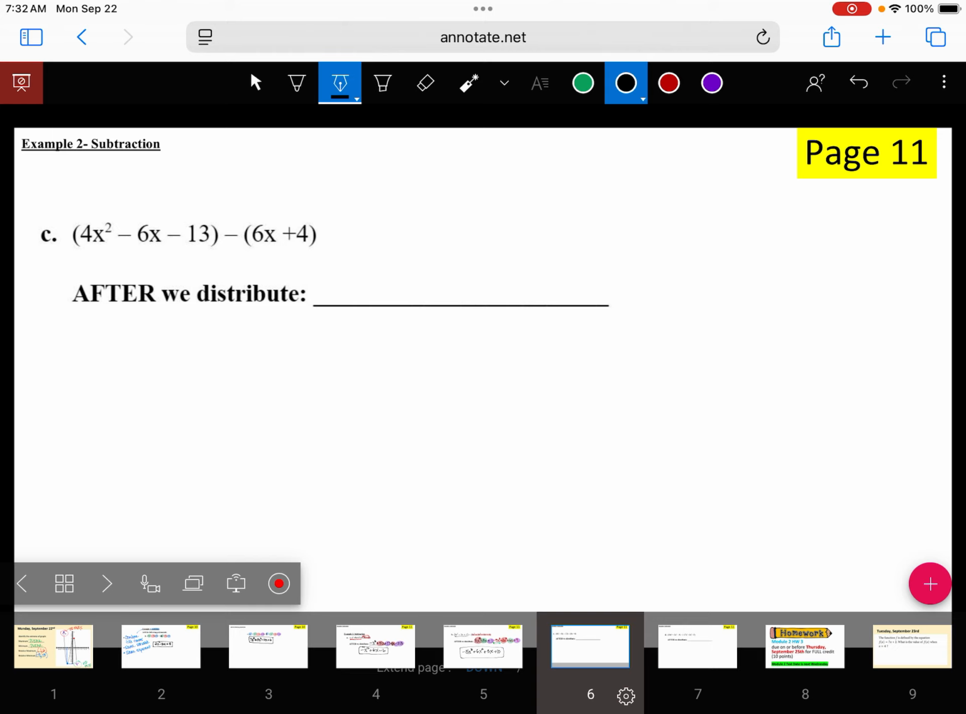So now let's look at letter C. I want you to take a moment and try to do that one on your own.